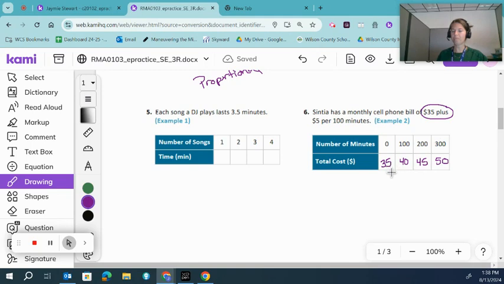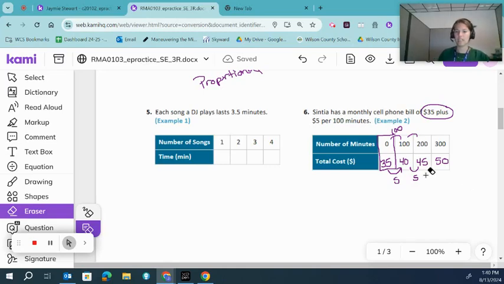Now we take a look. First thing, this is not 0, 0. So that tells us right away this is not going to be proportional. And we could also see here 35, it goes up 5, this goes up 100. This does stay the same throughout, but again, because this is not 0, 0, it is not proportional.